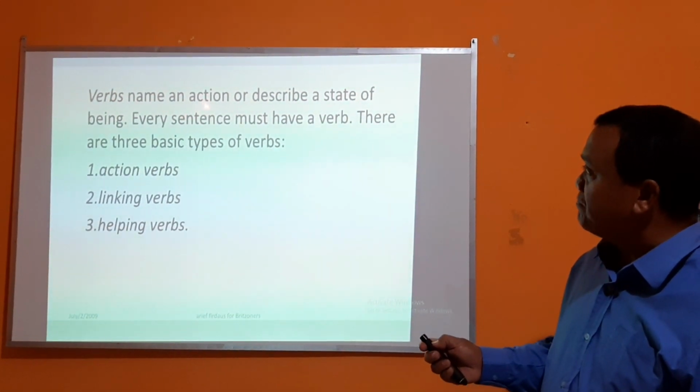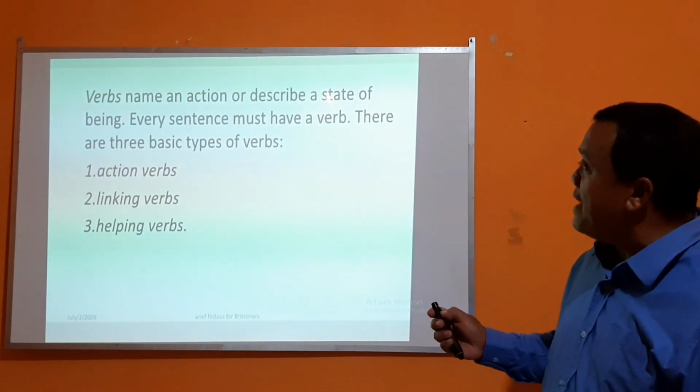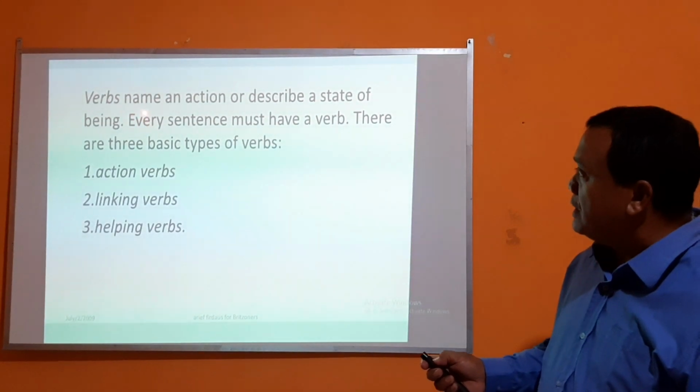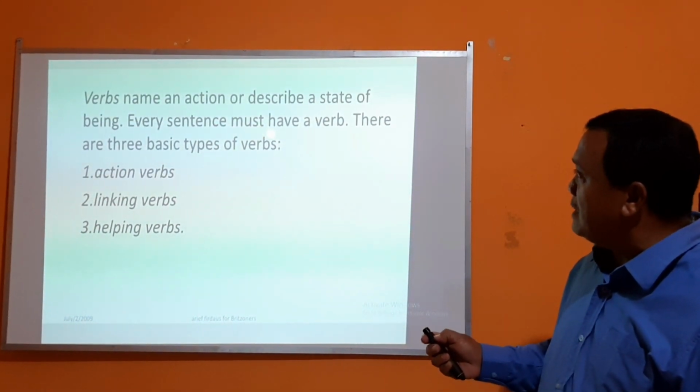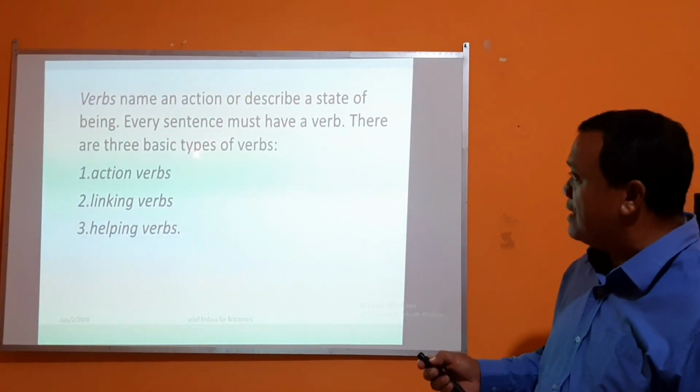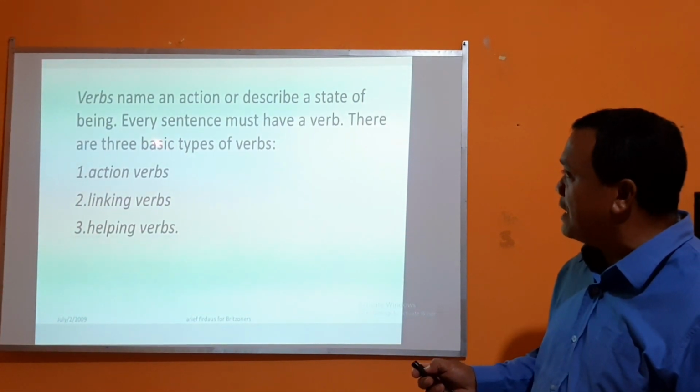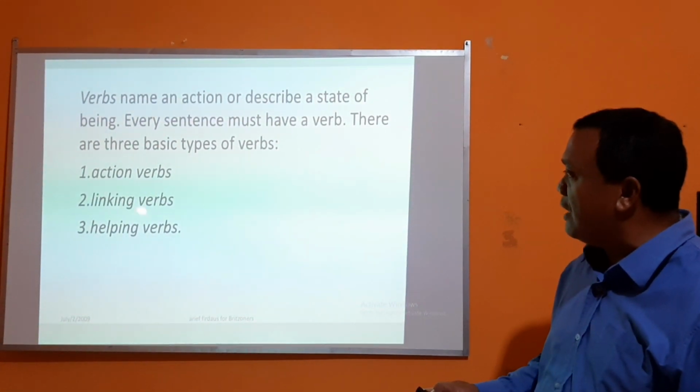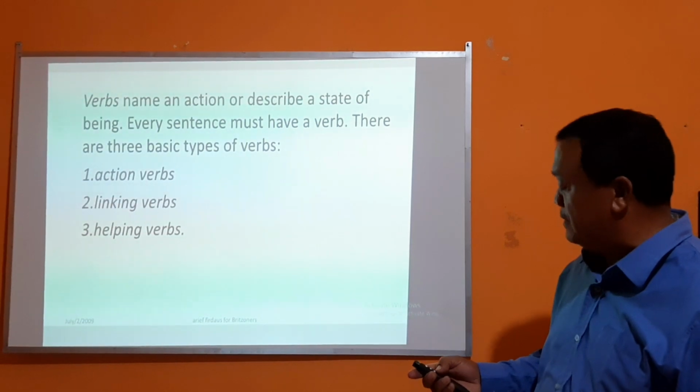Kata kerja menggambarkan keadaan sesuatu. Setiap kalimat harus ada kata kerjanya. Ada tiga jenis dari kata kerja: action verb, linking verbs, and helping verbs.